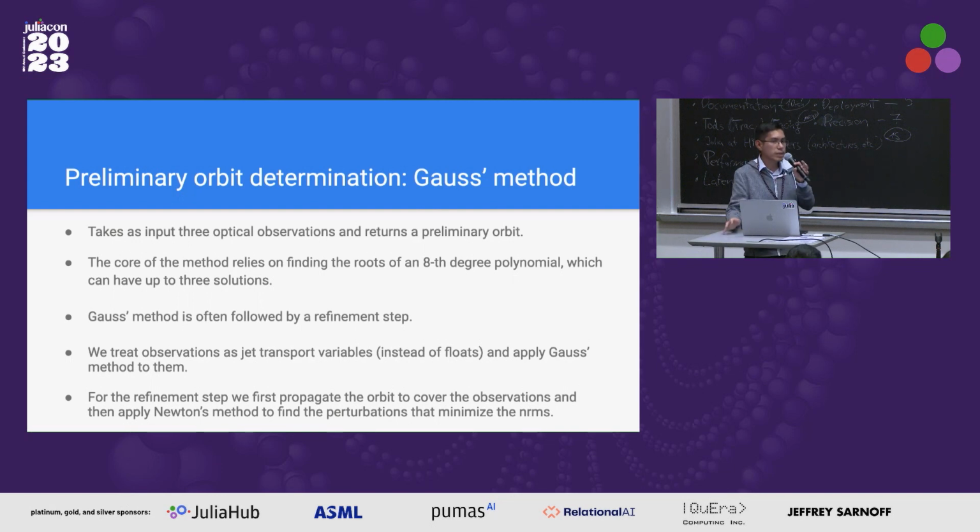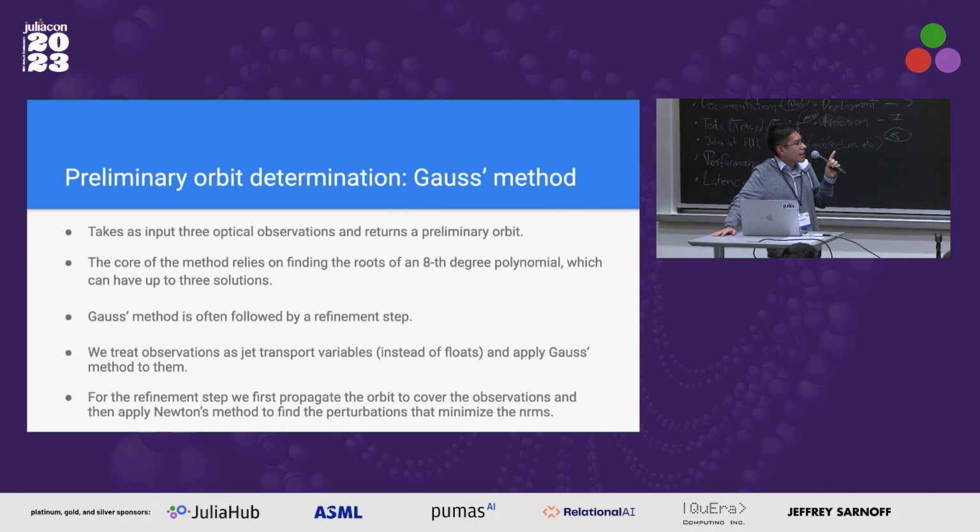The optical astrometry only gives us information about the angular position of an object in the sky, but we have no information about the distance. So pretty much the core of the Gauss method is deriving analytical formulas for the coefficients of an 8-degree polynomial whose solutions are the possible distances between the sun and the object.